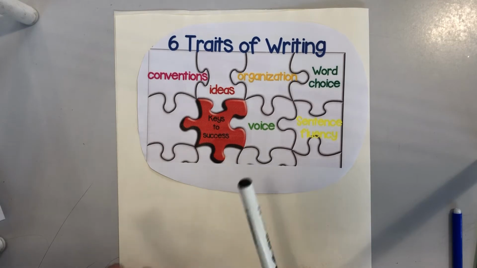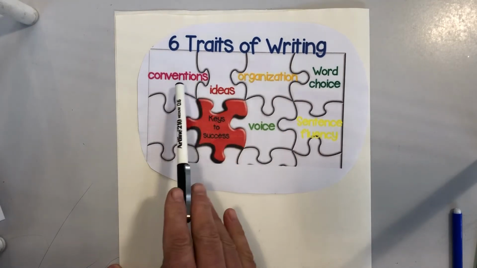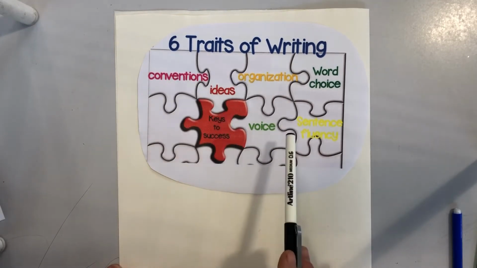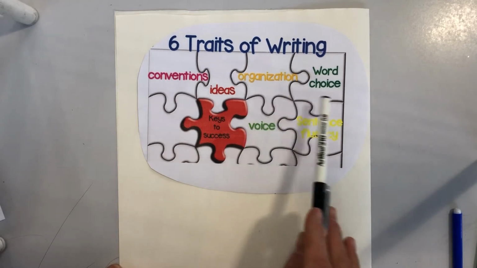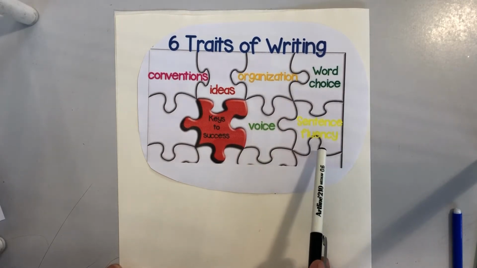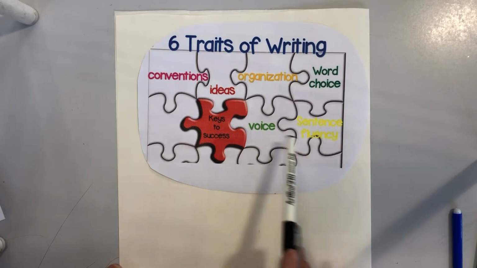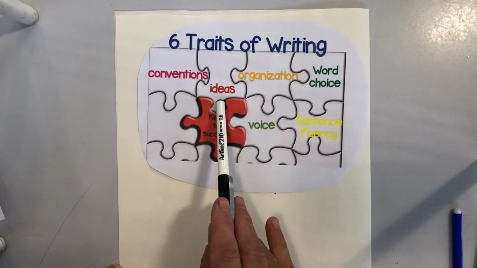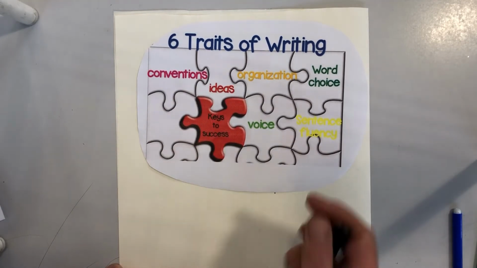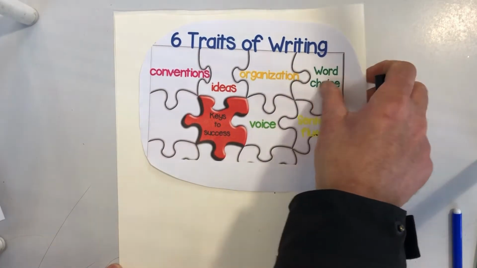of writing. So the 6 traits of writing include conventions, ideas, voice, organisation, word choice, and sentence fluency. And what we're going to be working on today is creating ideas. Just pop that over there. Now, we're going to be creating an information report.